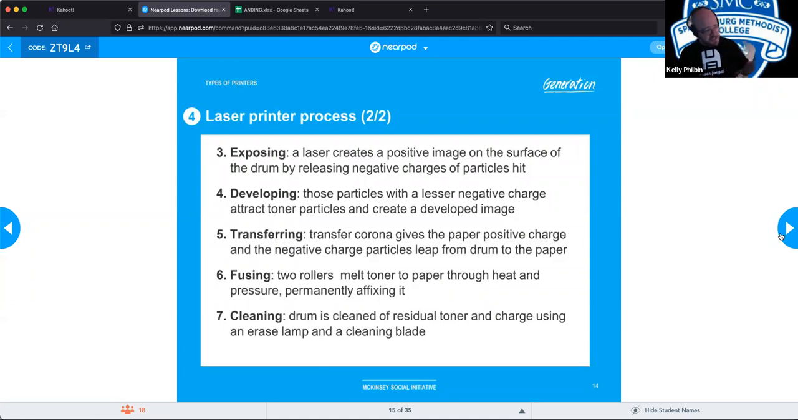Well, we have the transfer corona, which is another wire that essentially creates a charge. And this puts a positive charge, I think it's around positive 500, onto the page, the paper, as it's passing through. Now, since it has a much stronger charge than what is on the drum, as it passes near the drum, all those particles that are attached to the drum will now jump to the page.